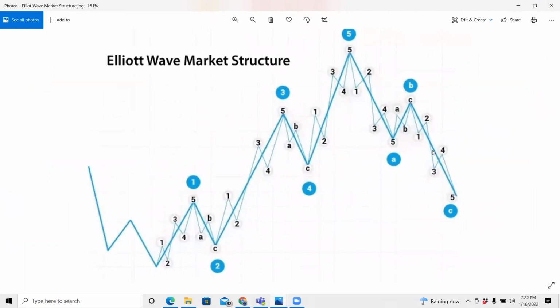Now note, the ABC patterns may be sporadic. There's no rules for the ABC. They're just patterns for the ABC. There's rules for the 1, 2, 3, 4, 5 that you have to follow to make it an Elliott wave.